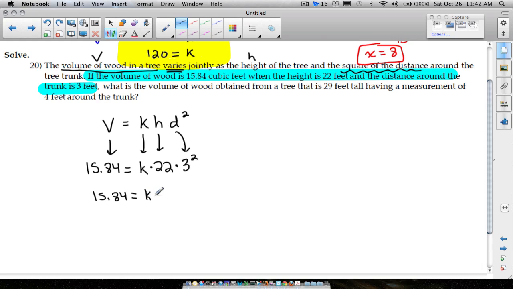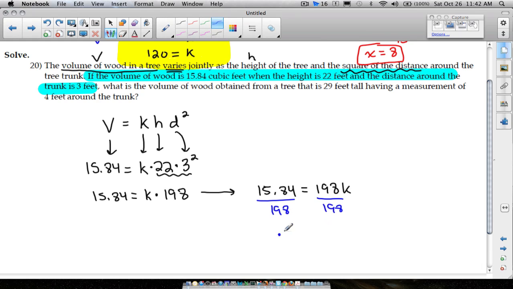15.84 equals k times, now grab your calculator. Let's do 22 times 3 squared, which is the same thing as 22 times 9. That gives us 198. And now the way it's written there might confuse you a little bit, but it's really 15.84 is equal to 198k. Writing it like that, hopefully you clearly see that you do want to divide both sides by 198. So 15.84 divided by 198, we get 0.08 is equal to k.